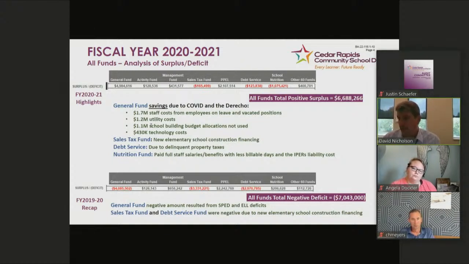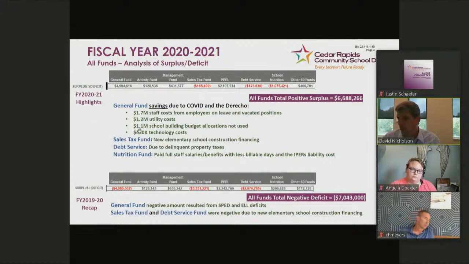We also saved about 1.2 million in utility costs because of the impact of COVID and the derecho. Some of our buildings were down for quite some time, and we had utilities either off or our air conditioning turned way down during that time. So we actually saved some money.